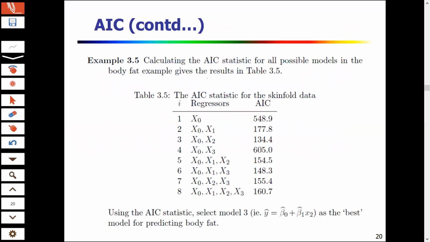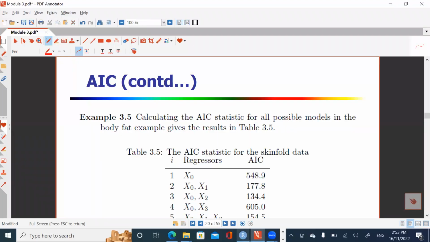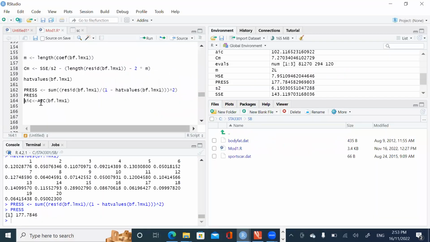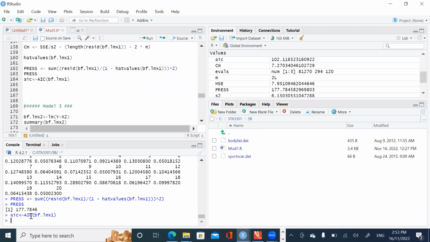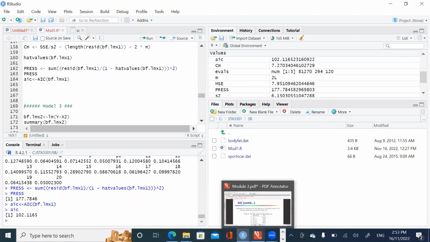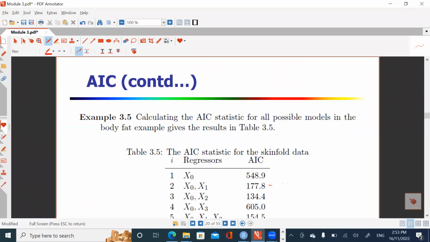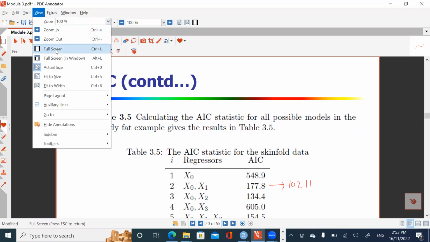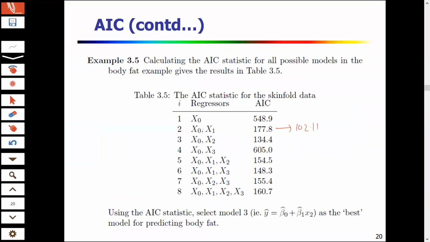So look at the example here. This is the AIC value. Now if I go back to my R, how can we calculate the AIC value? So just calculate the AIC. For example, this model is only x1. If I calculate the x1 model, the AIC value should be 102.11. So again, this is wrong. 102.1. Hang on, I think there's something. I gave 102.11.